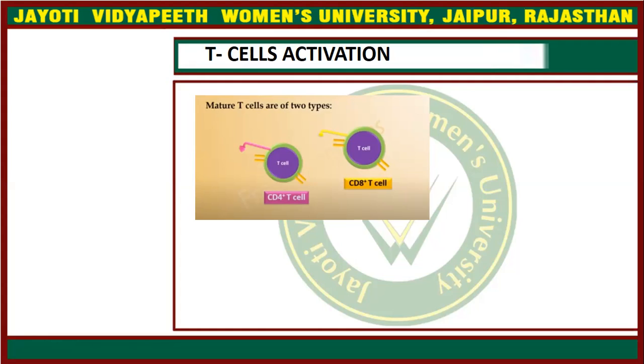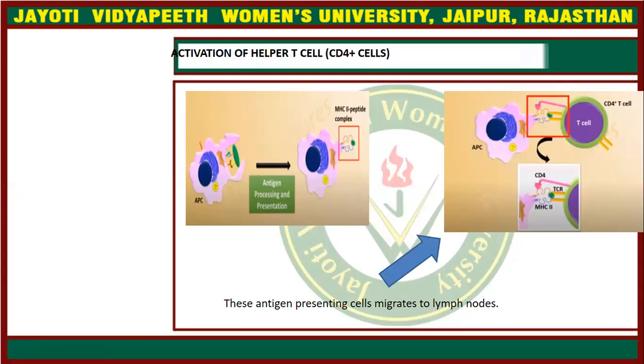The mature T cells are of two types. The first one is CD4 plus cells and the second one is CD8 plus T cells. The CD4 plus T cells have the receptor CD4 and are known as the CD4 cell or T helper cell. The other cell has a CD8 receptor and is known as the cytotoxic T cell. So first, activation of T helper cell.